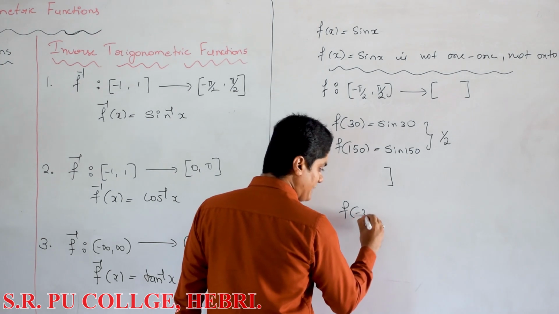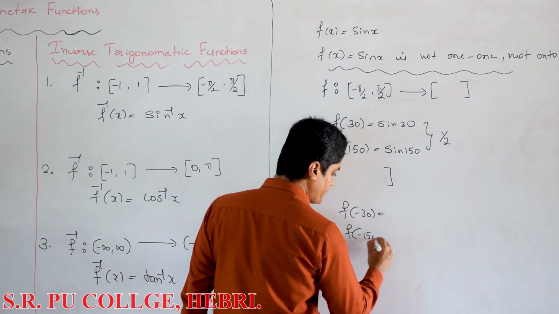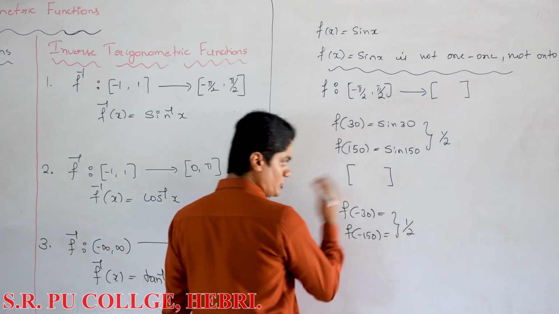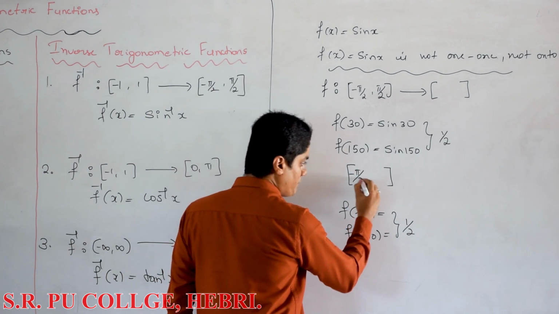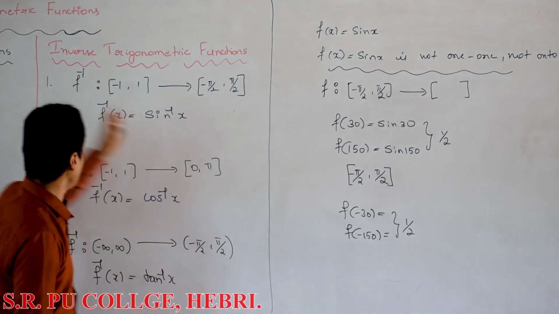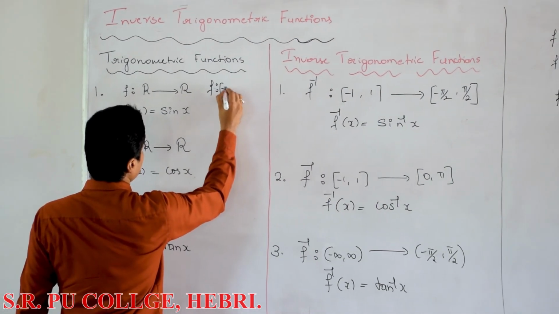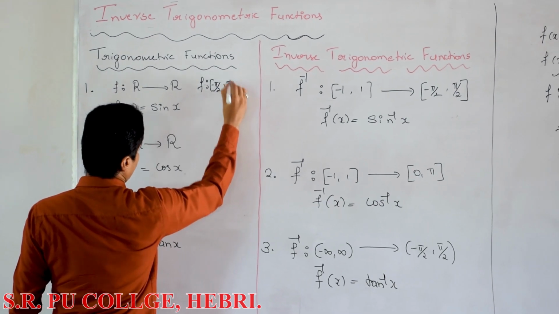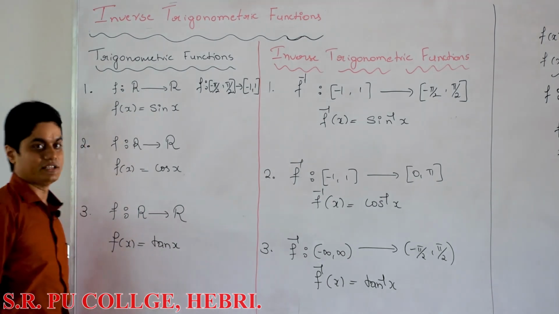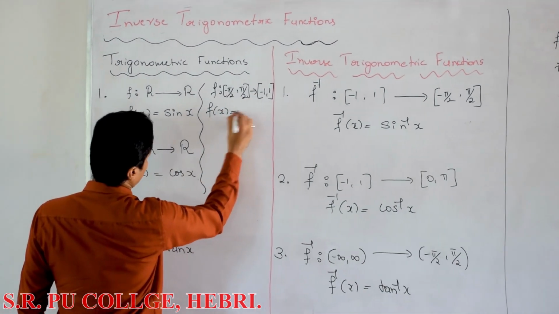Similarly, f of minus 30 degree as well as f of minus 150 degree, both will be equal to minus half. So again, in the lower end, you should take from minus pi by 2 to plus pi by 2. With this restricted domain, you can have a bijective sine function, minus pi by 2 to plus pi by 2. Range, as you know, is nothing but minus 1 to plus 1. So this is the bijective sine function.